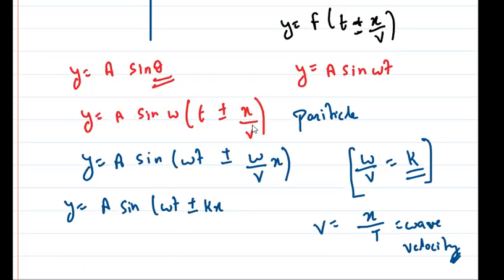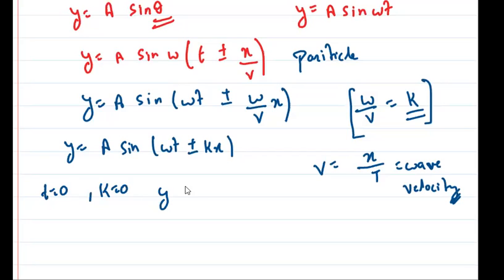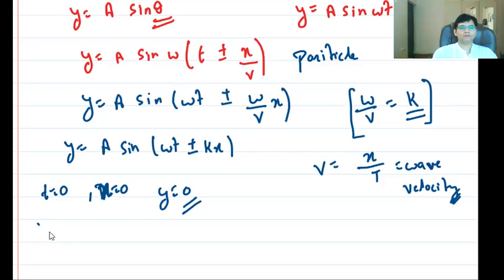Plus minus kx. Now, think about it. If you're writing like this, it means if t is equal to 0 and x is equal to 0, y should be equal to 0. Yes or no? Sorry, not k, x is equal to 0, my bad. At t is equal to 0, x is equal to 0, y should be equal to 0. Yes or no? Raise your hand. Right? But what if at t is equal to 0 and x is equal to 0, y does not equal 0? Tell me.